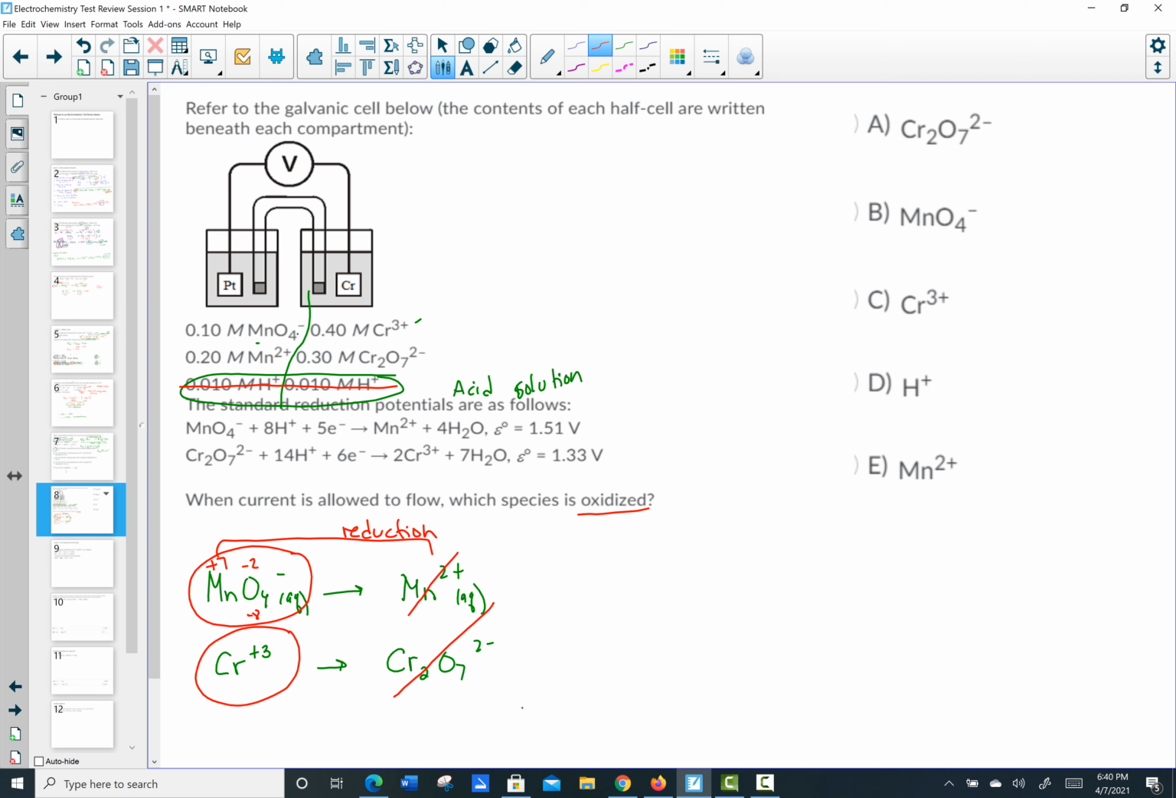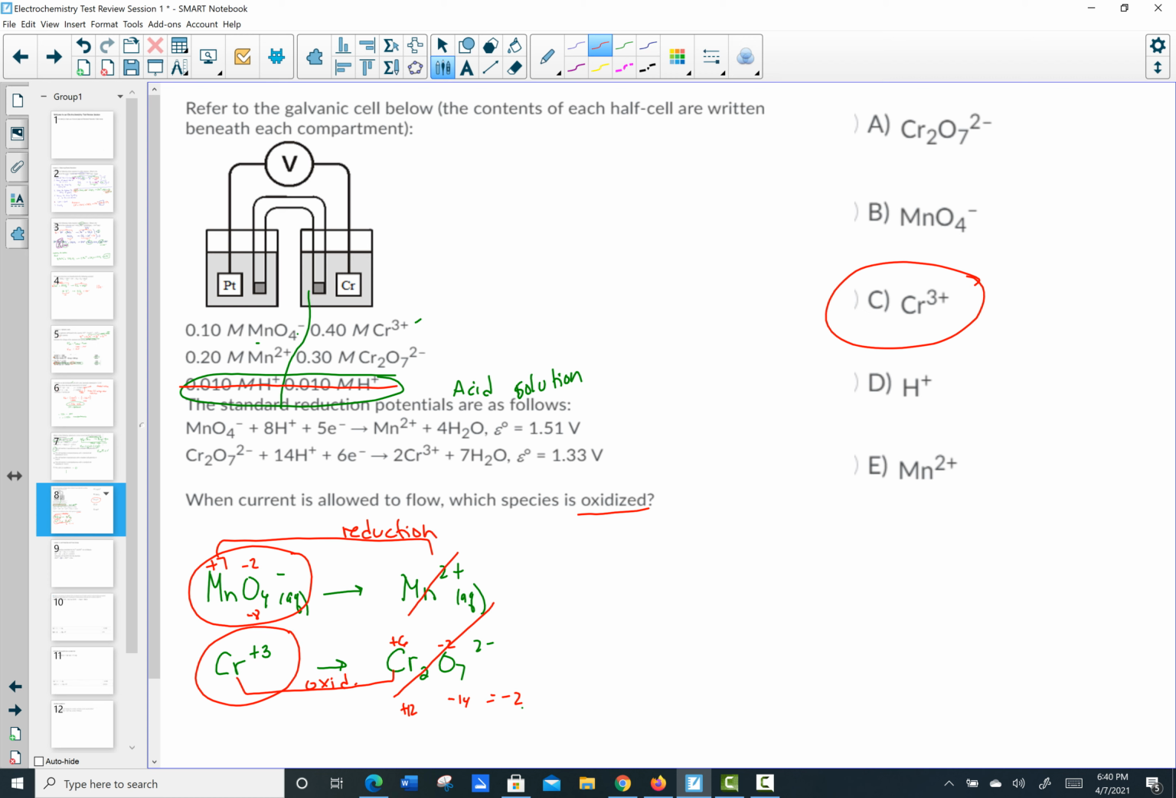Chromium going from a +3 to a +6. Now remember how I did that? Oxygen always a -2, making the two chromiums have to give me a net of +12. So each chromium must be +6. When chromium goes from +3 to +6, that is oxidation. The chromium +3 ion is being oxidized.